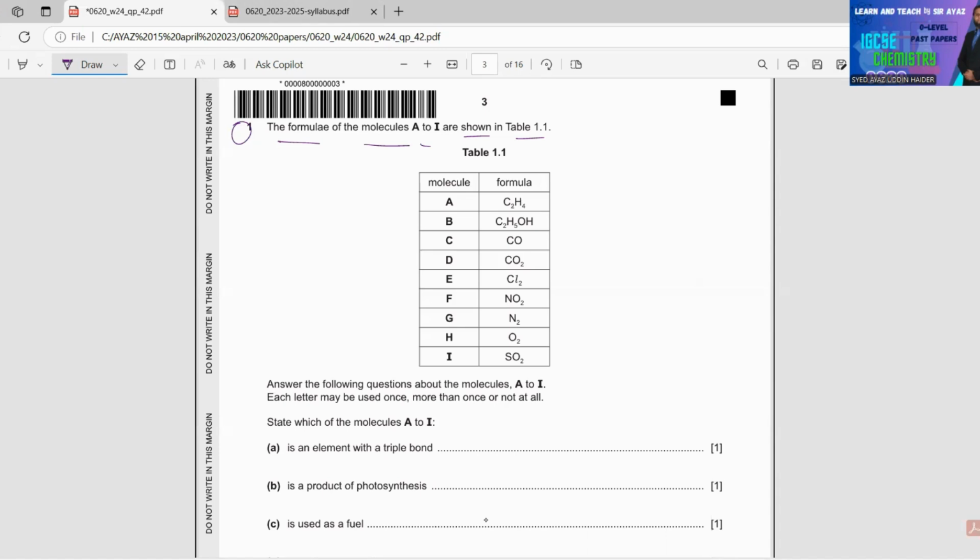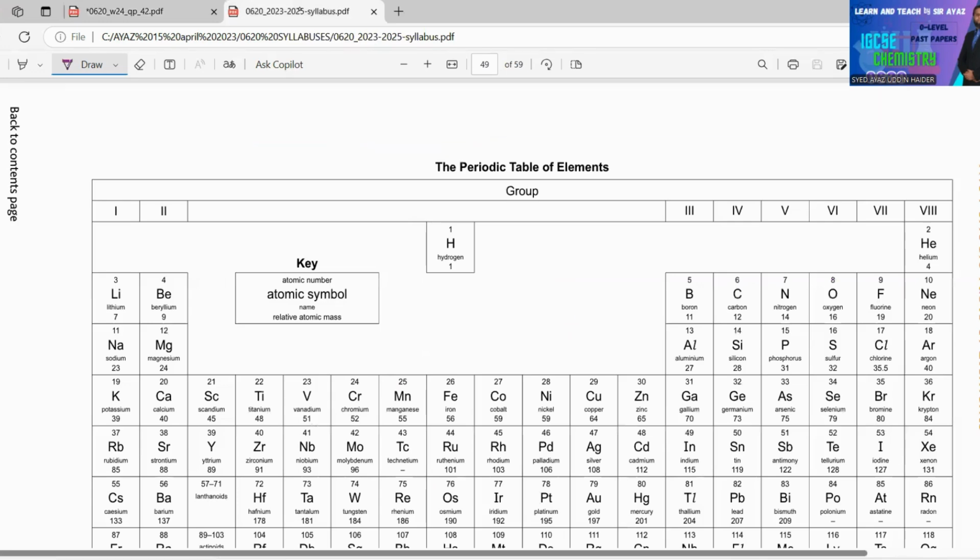Now they are saying an element with a triple bond. We have elements Cl2, N2, and O2. Chlorine is in group 7. It needs 1 electron to complete its valence shell. Oxygen is O, it's in group 6. It needs 2 electrons to complete its valence shell. Nitrogen is in group 5. It needs 3 electrons to complete its valence shell.